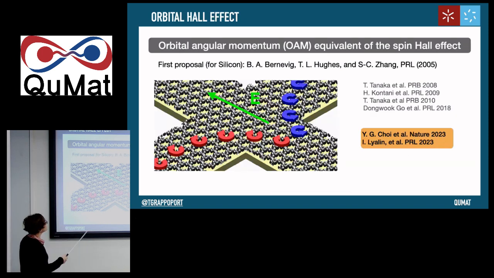So the idea of the orbital Hall effect is very similar to the spin Hall effect. You apply an electric field, so you have a current crossing the material, and it generates a transverse orbital current.